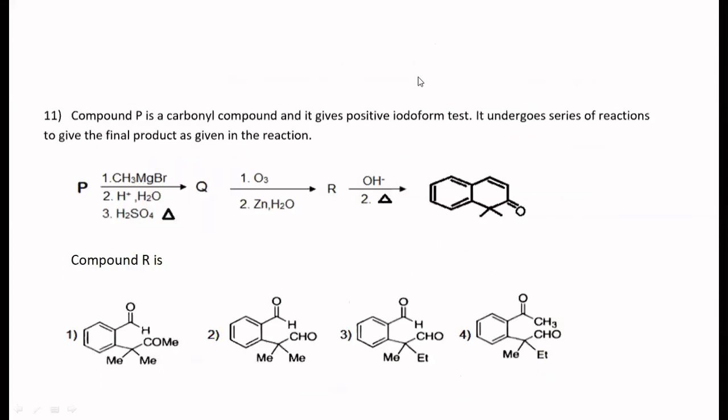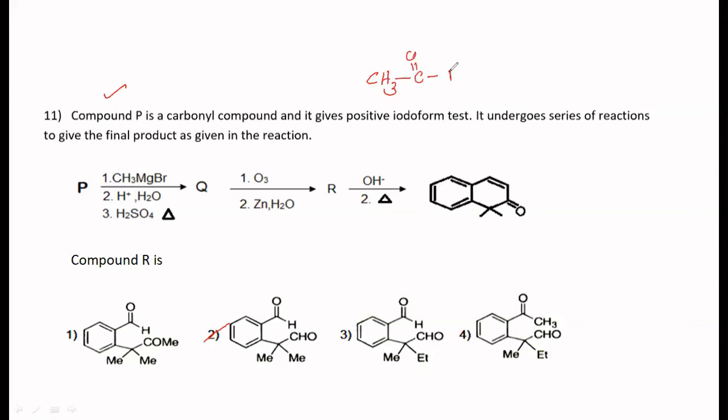Now this is also, it is looking like that, but it is a very simple one. All the reactions are very familiar. Compound P is a carbonyl compound and it gives a positive iodoform test, which means what? It must have this grouping, right? C double bond O, CH3. That grouping it should have. That is the first hint that is given to you, this grouping.